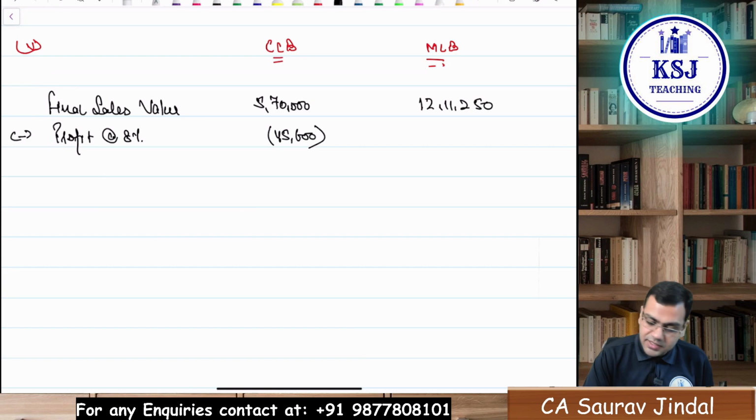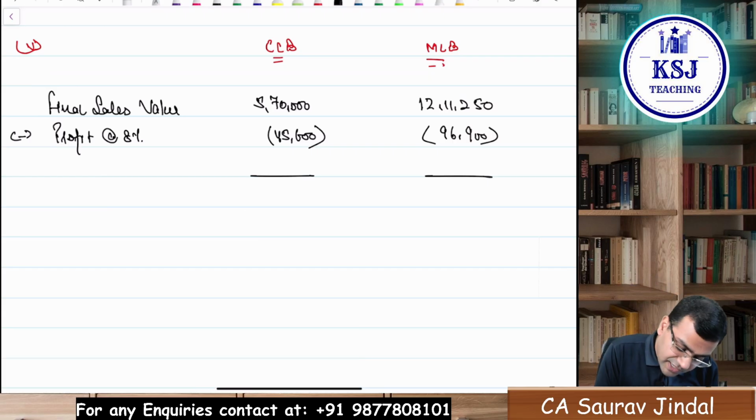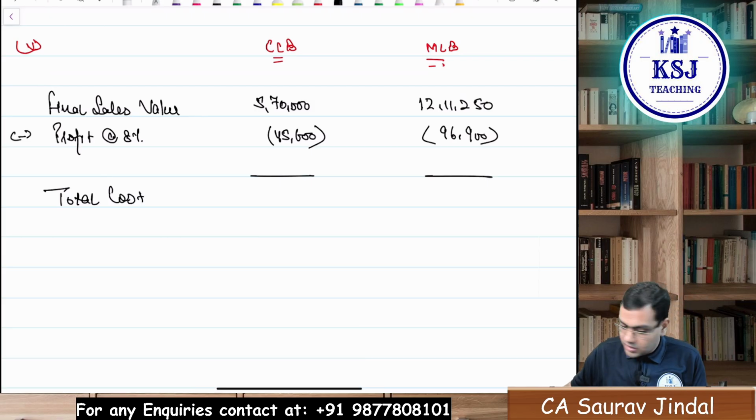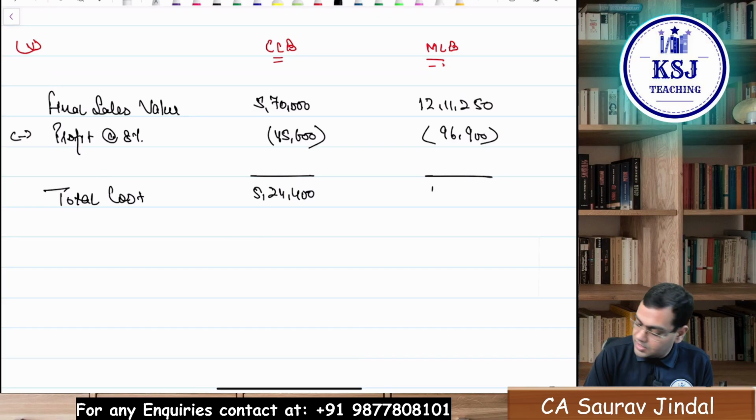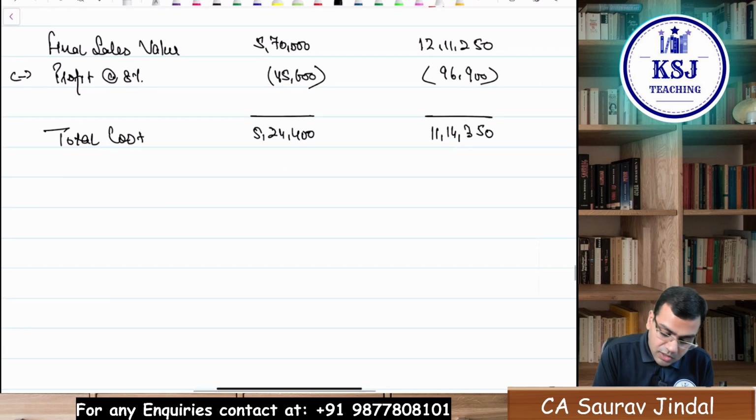and on 12,11,250, 8% is 96,900, which will be the profit. Now from sales, if I subtract my profit, what will I get? I will get my total cost, that is 5,70,000 minus 45,600, which is 5,24,400. And here I have 12,11,250 minus 96,900, that is 11,14,350. This is your total cost. This total cost means the joint cost plus FPC.